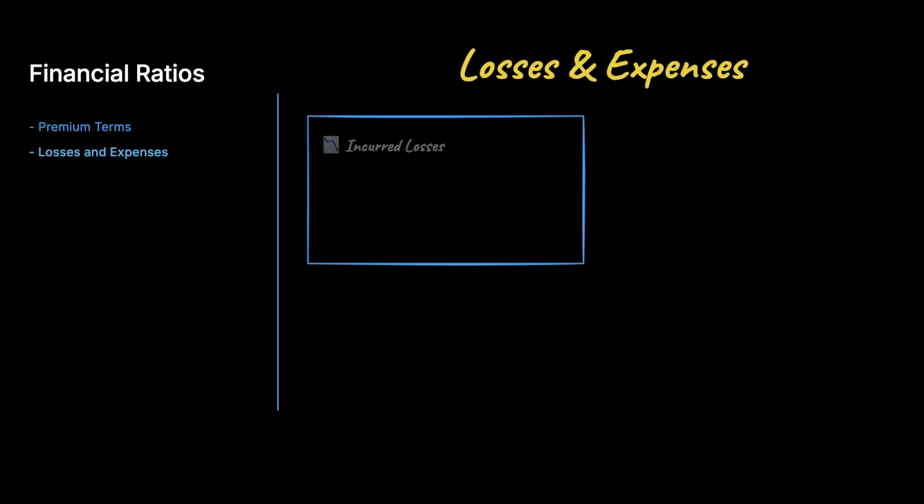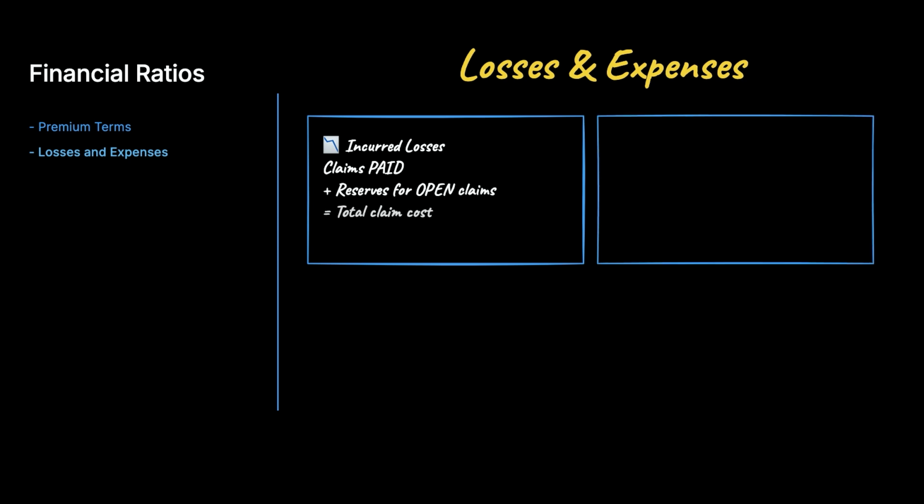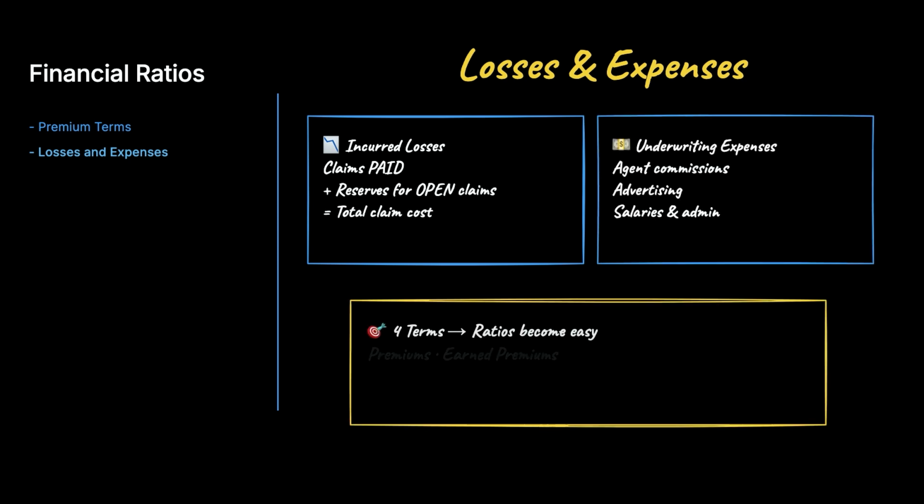2 more terms complete the foundation. Incurred losses are the total cost of claims for a period, including amounts already paid plus amounts set aside in reserves for open claims not yet settled. Underwriting expenses are the costs of acquiring and servicing policies, such as agent commissions, advertising, salaries, and administration. With these 4 terms clear, the ratios become easy.